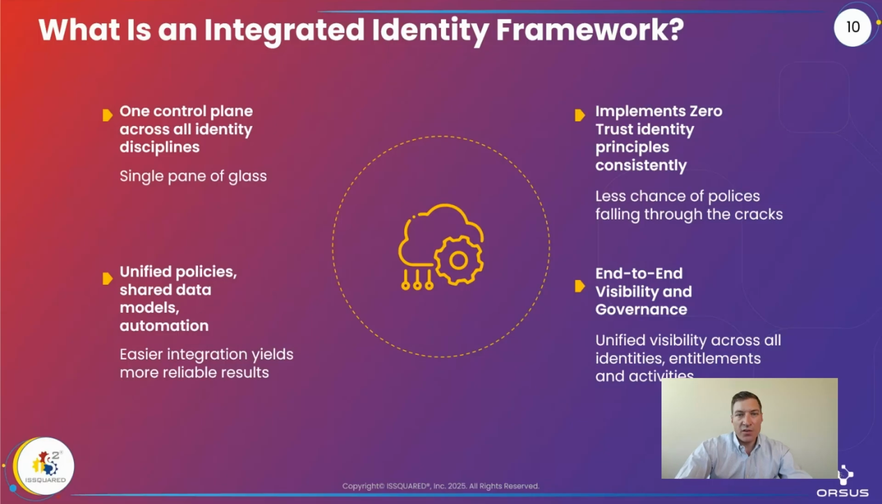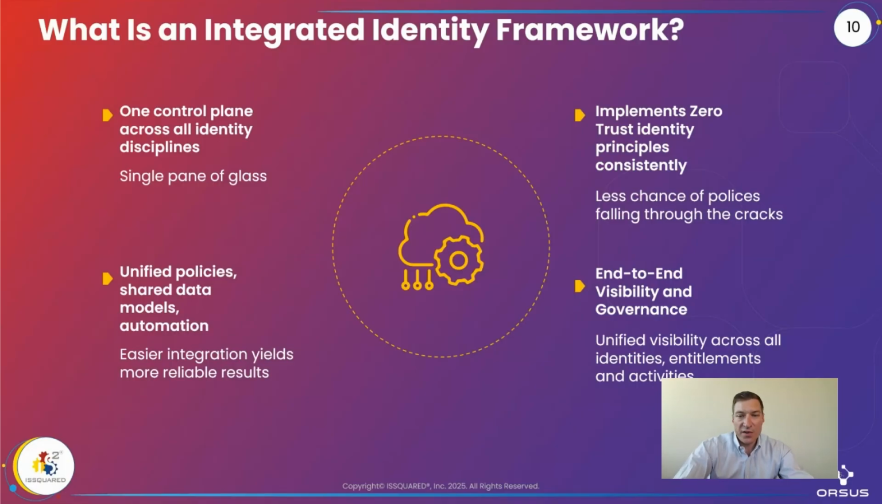Again, we're talking about user frustration, and it's that single pane of glass that's going to limit user frustration and yield productivity for our workforce. We have unified policies, shared data models, automation, making it easier to yield more reliable results. We see the idea of implementing zero trust identity principles. We want to do this consistently so we have less chance of policies falling through the cracks.